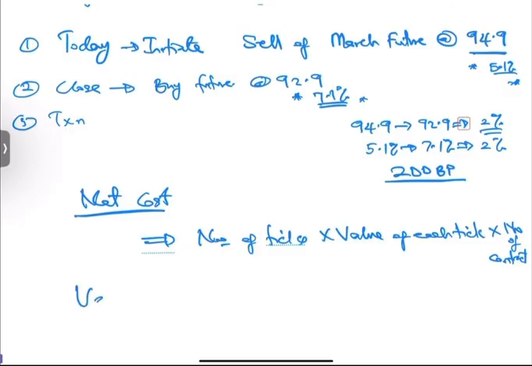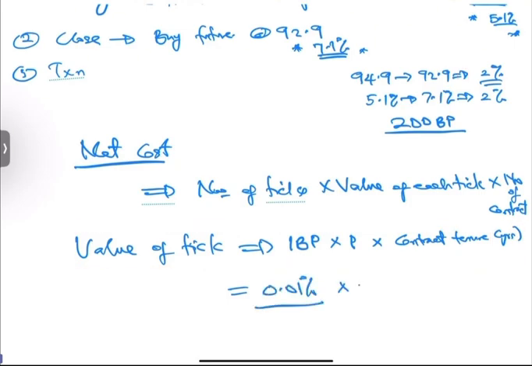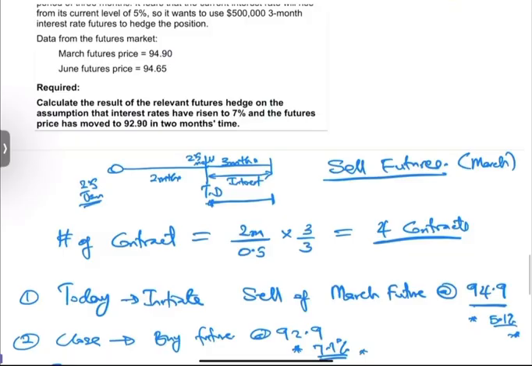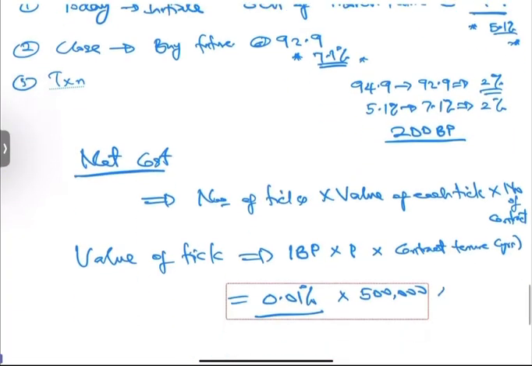What is the value of a tick in this scenario? So 1 basis point is 0.01%, multiplied by 500,000. It already told us the contract is 500,000. 3 months into years will be 3 divided by 12. So if you do that, you will have 12.5 actually. So that is the value of each tick.